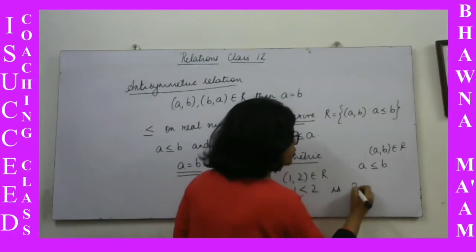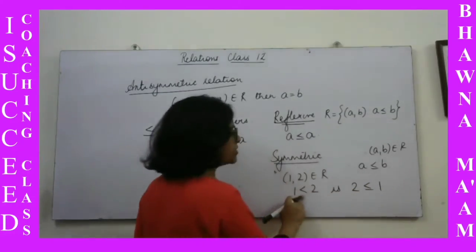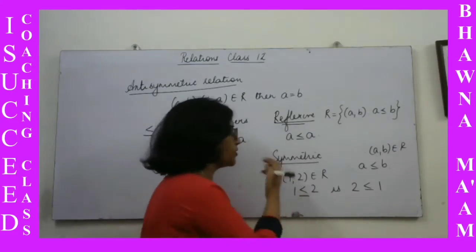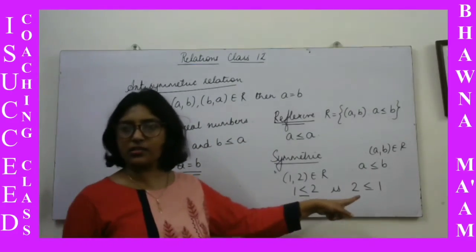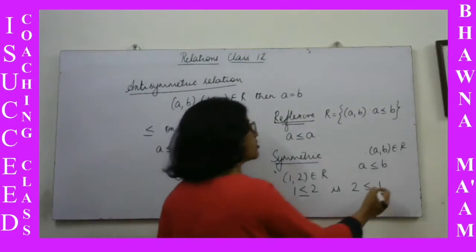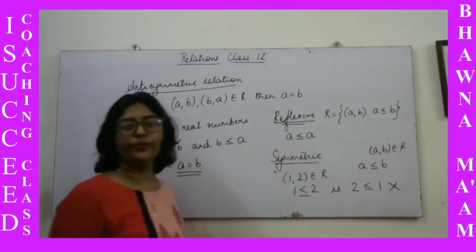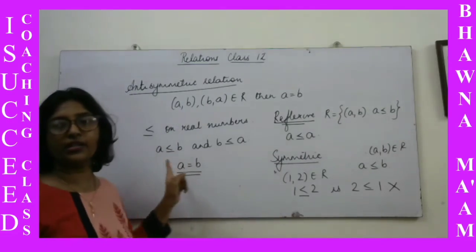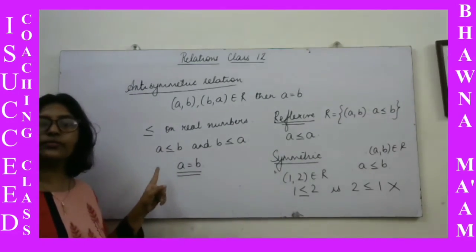So is 2 less than or equal to 1? Because the relation is less than or equal to, let me write less than or equal to. Is this correct? No, obviously not. 2 is not less than 1. 2 is not equal to 1. So this is not correct. It is not symmetric. But yes, less than or equal to is antisymmetric.